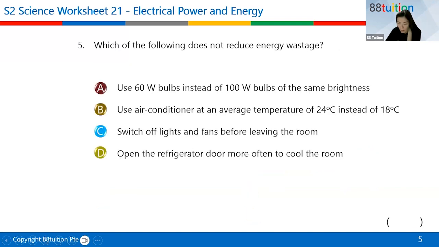Which of the following does not reduce energy wastage? Okay, so there's a 'does not' here. Yeah, this one everybody got correct also. Okay, opening the fridge door more often to cool the room. How many of you will try to open the fridge door to cool yourself down? I mean, when I was young, I do that when the weather is very hot. Okay, but as I get older, I don't do it.